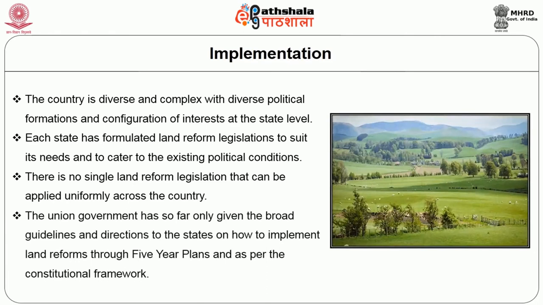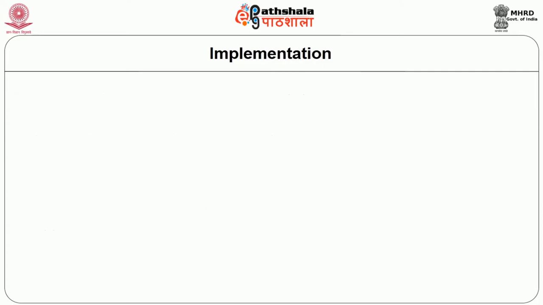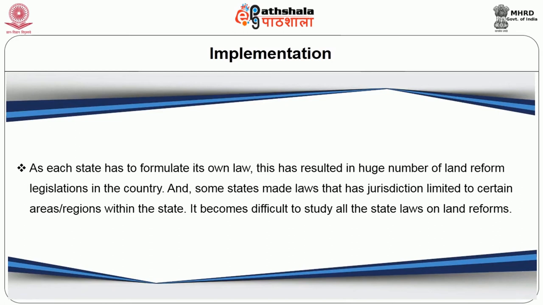The Union government has so far only given broad guidelines and directions to the states on how to implement land reforms through the 5-year plans as per the constitutional framework. As each state has to formulate its own law, this has resulted in a huge number of land reform legislations in the country, and some states made laws whose jurisdiction is limited to certain areas and regions within the state. It becomes difficult to study all the state laws on land reform.